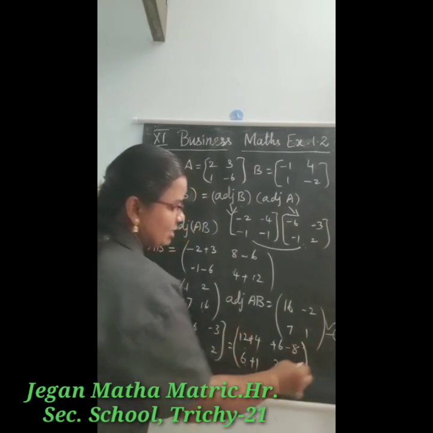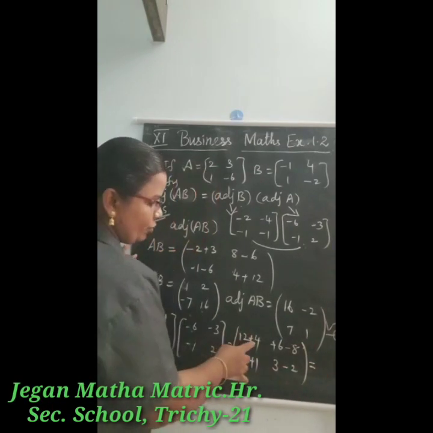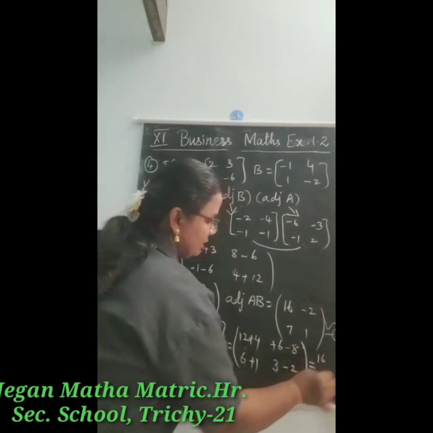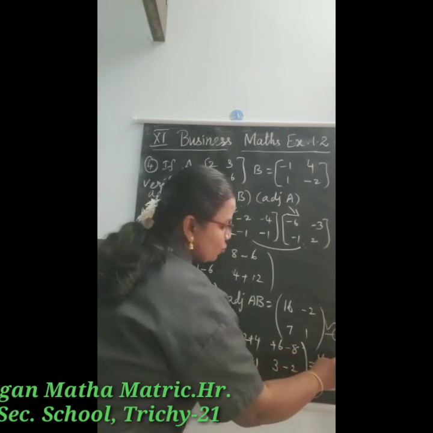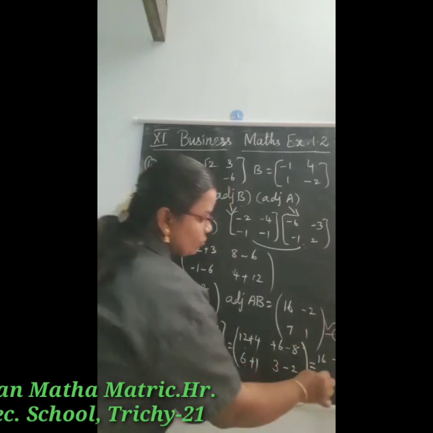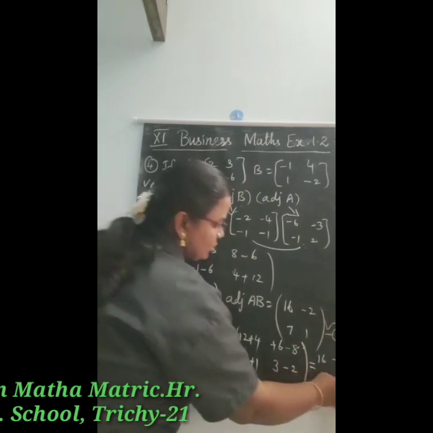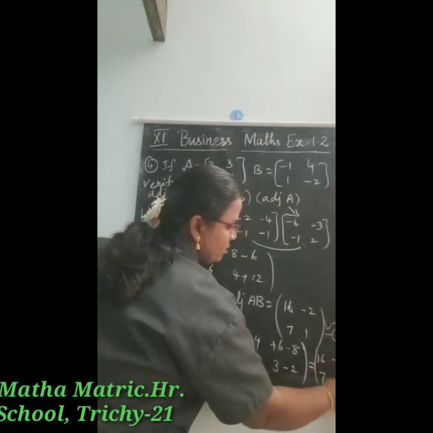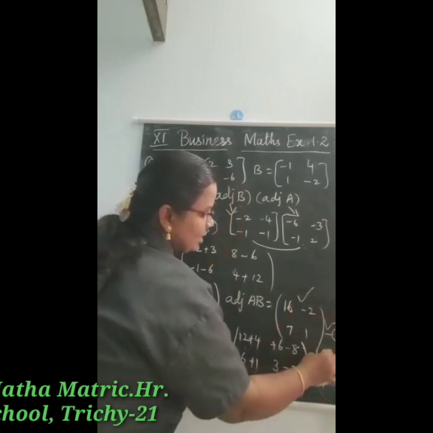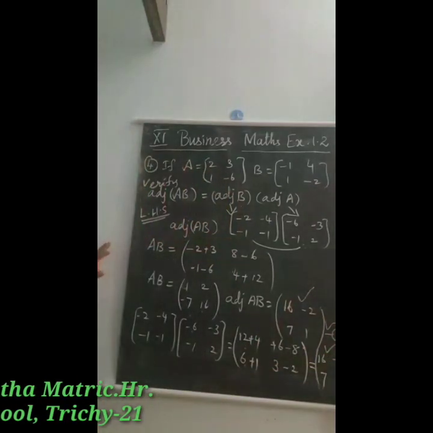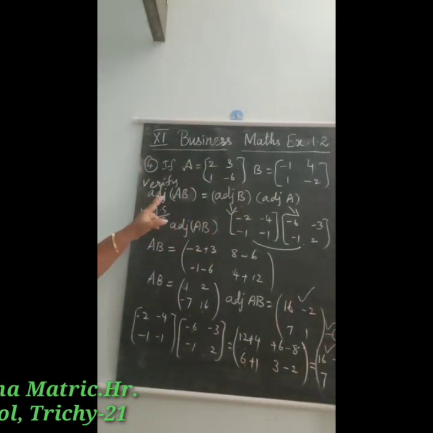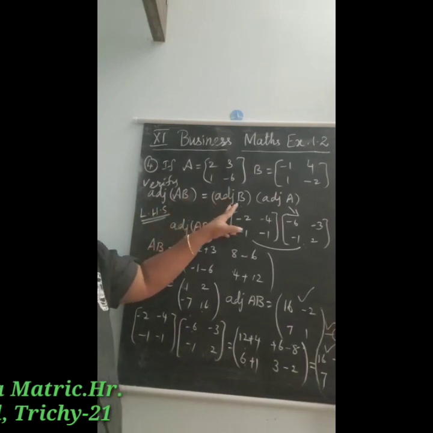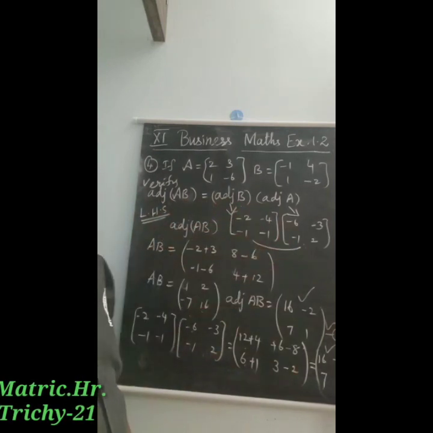So what is the answer for this one? 12 plus 4, 16, minus 2, 6 plus 1, 7, 3 minus 2, 1. So this is LHS and this is RHS, both are same. So adjoint AB is equal to adjoint B into adjoint A.